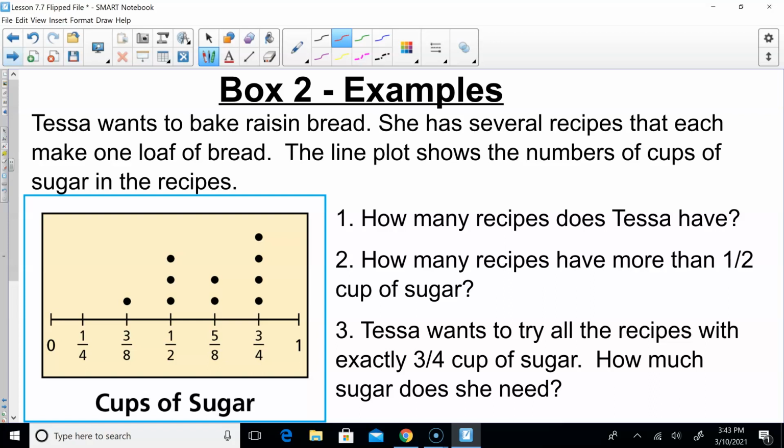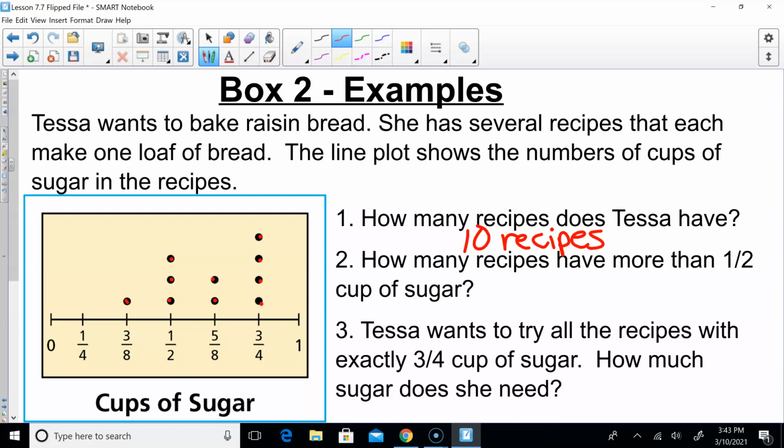So you can take a guess, see if your answer matches mine. How do we solve that? You bet. She's going to count the dots. We got 1, 2, 3, 4, 5, 6, 7, 8, 9, 10. So how many recipes? 10 recipes. In my opinion, way too many. Hopefully she'll find her favorite one soon.